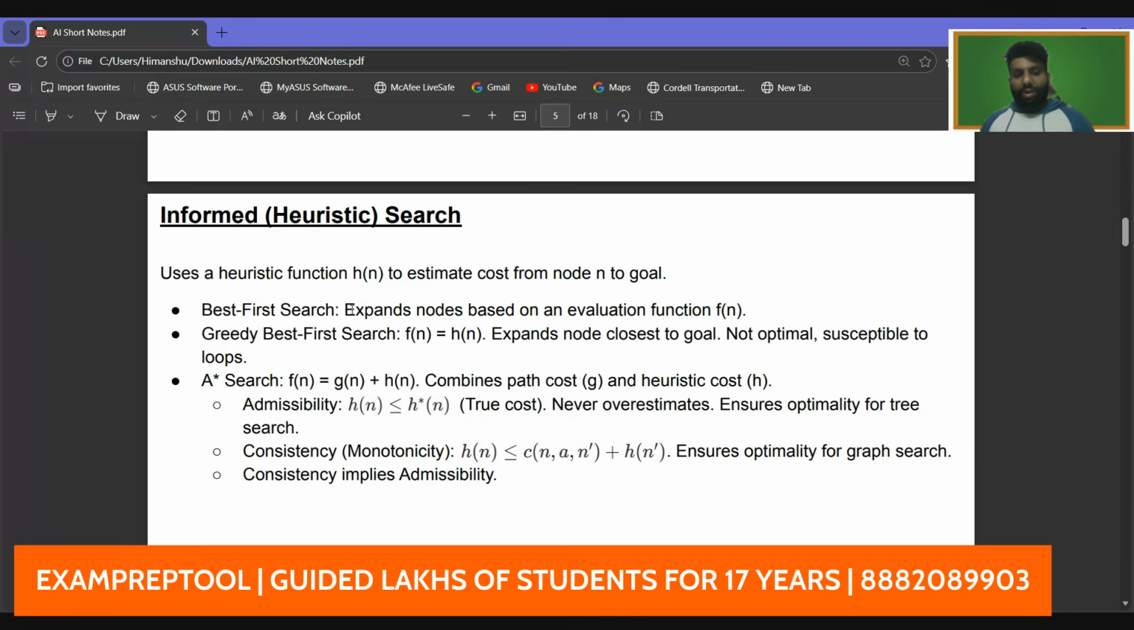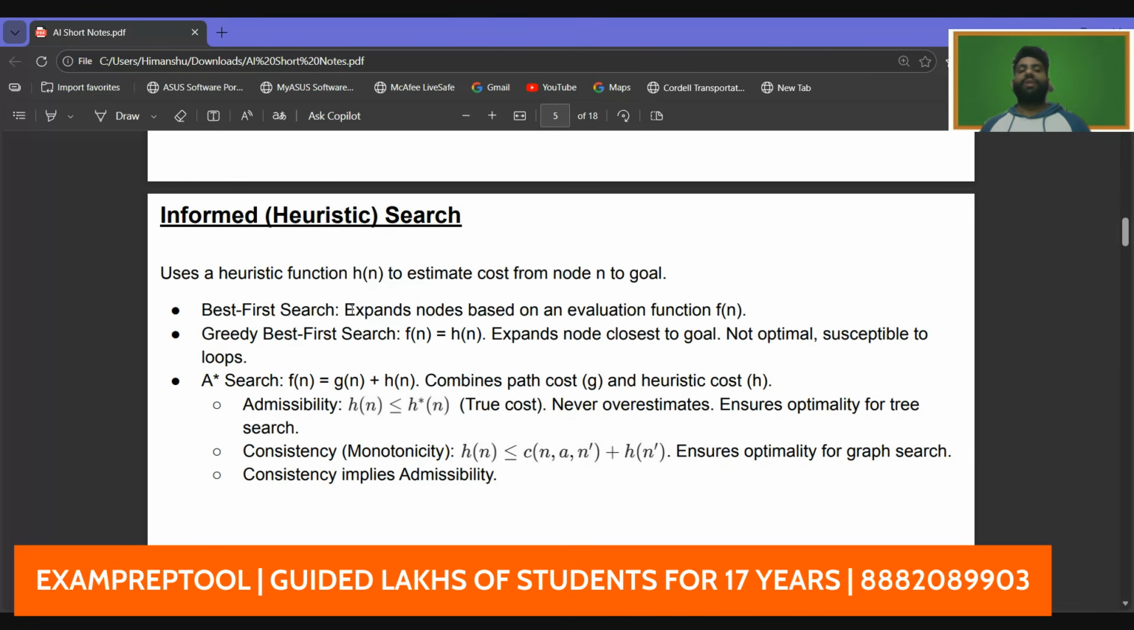So in A star search, the heuristic function never overestimates, it is always optimistic, and it ensures optimality for tree search. Within tree search, the admissibility condition is sufficient to check while solving the problem, while checking whether A star search would be able to give me an optimal solution or not. If h(n) is admissible, in that case it's fine. So point to be noted: admissibility is telling me about the overall cost from any node to the goal node. It should be less than the actual cost.